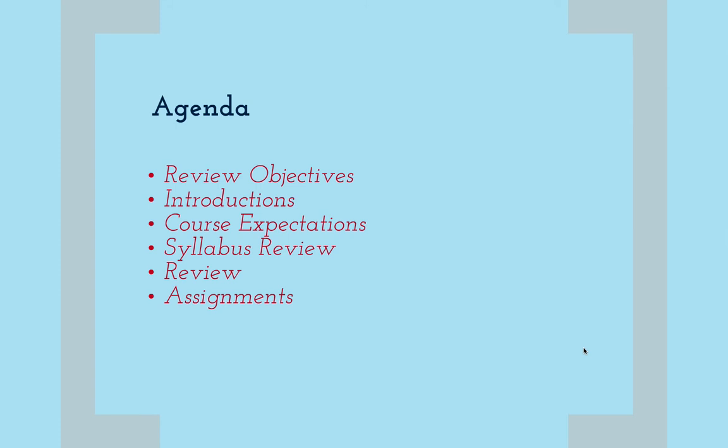So what are we going to do in this? We're going to quickly review the objectives for this presentation. I'm going to do some introduction of myself. We're going to look at course expectations as an activity. We're going to review the syllabus and some of the major graded activities. We'll review this presentation, and then we'll talk about what's up and due in the next week.